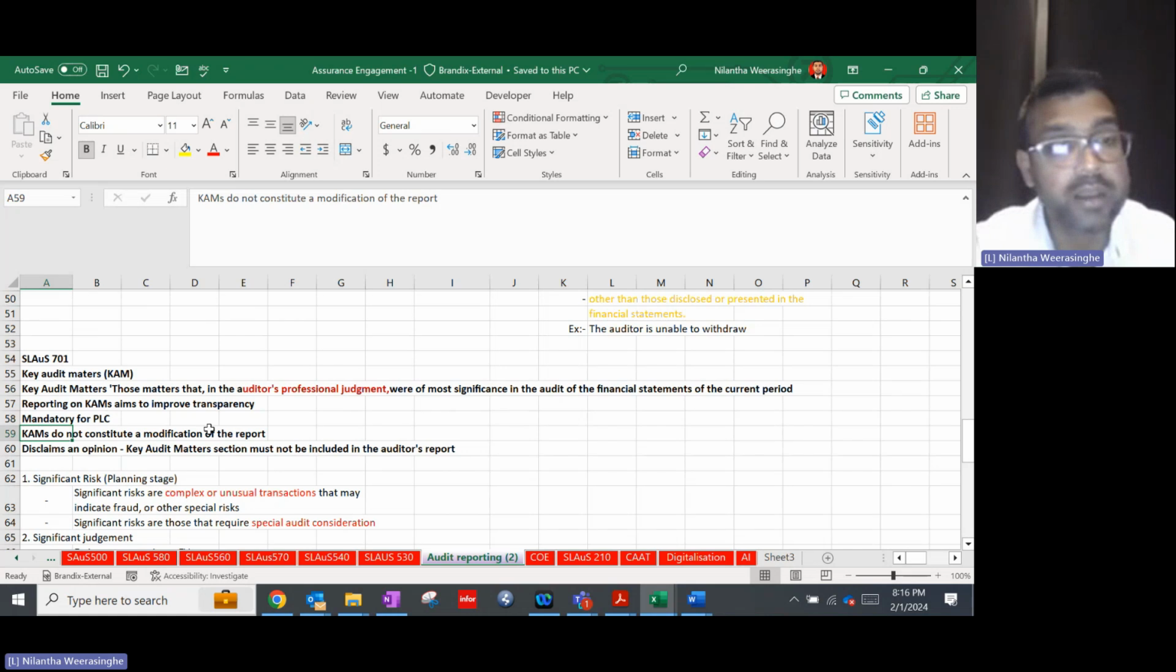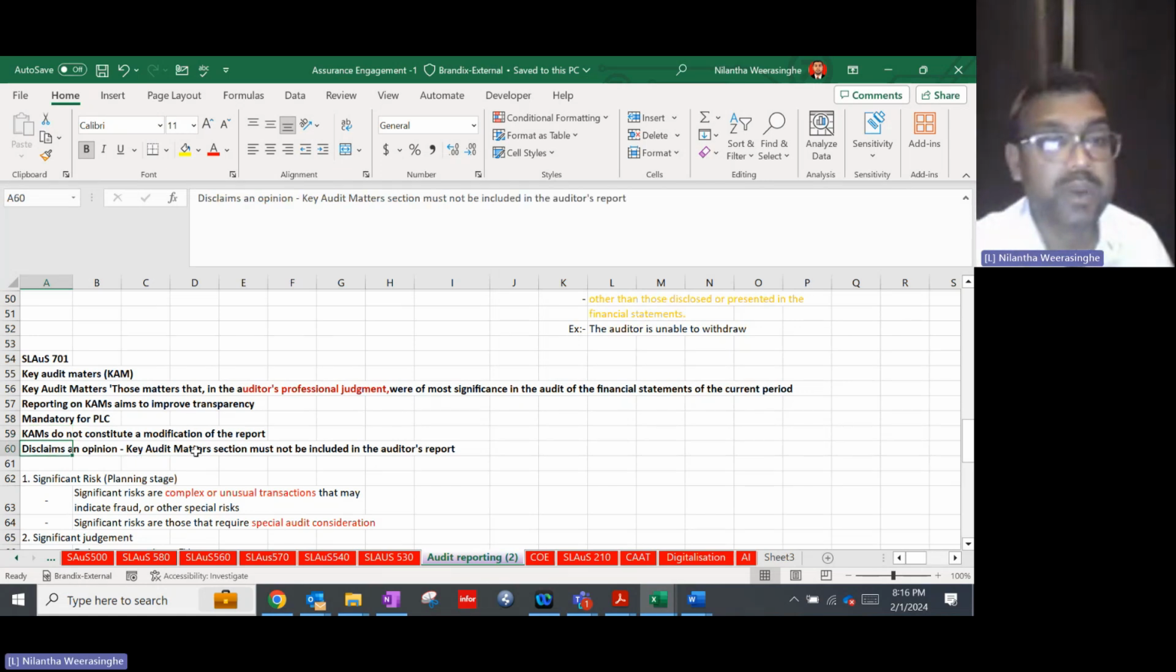When we are giving a disclaimer opinion, it is due to inability to collect audit evidence. When you don't have audit evidence and the matter is so significant, we are giving a disclaimer opinion. Key audit matter section must not be included in the audit report.